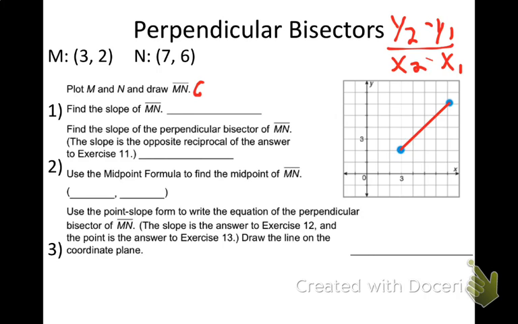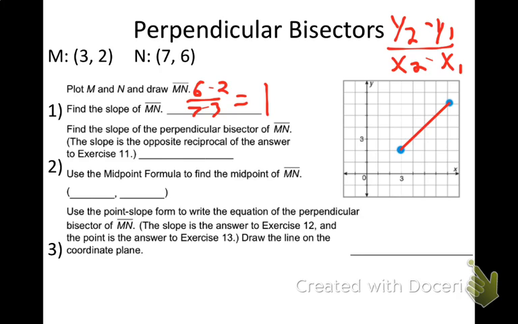It is 1. 6 minus 2 over 7 minus 3 gets me 1. Oh, that's right. I fixed it. For some reason, I cut it out when I put it on here. So I had to add those back recently. I'll add a new one up there. So I have a slope of 1.